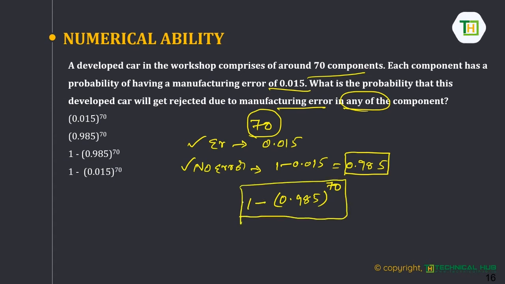1 minus 0.985 whole to the power of 70. That is option C, 1 minus 0.985 whole to the power of 70. That is the required answer.